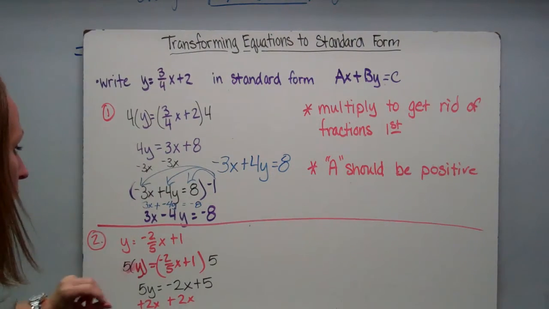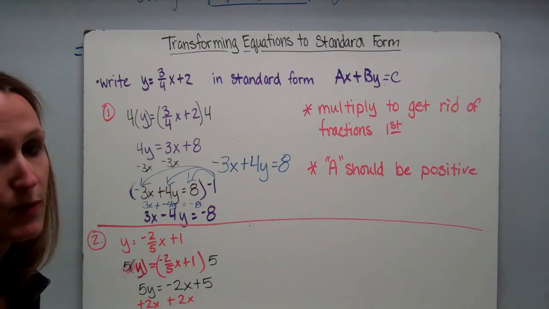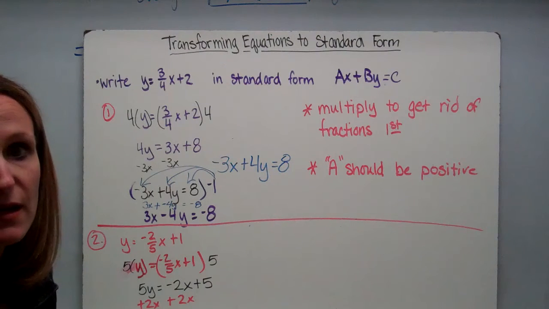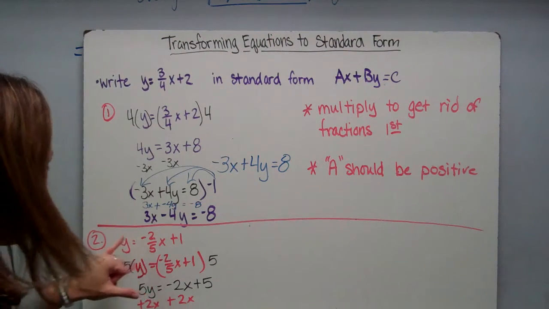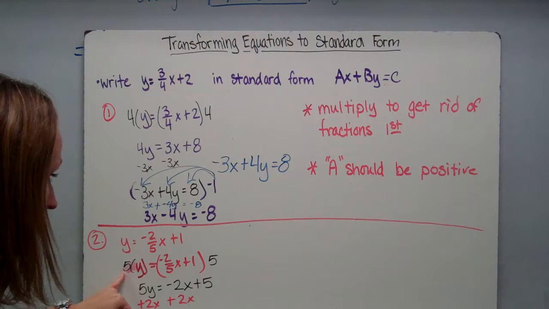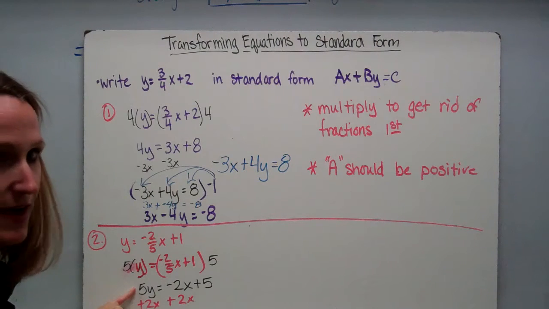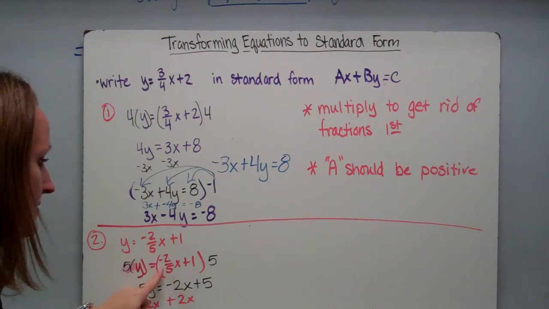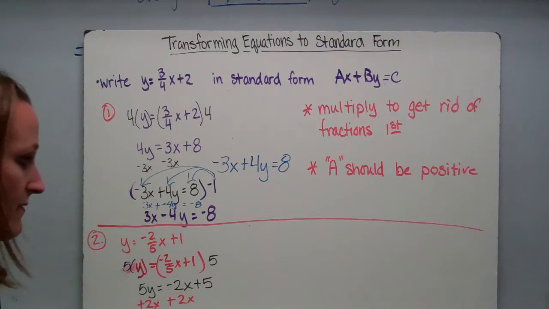Alright, so let's look at one more before we're done. If y equals negative 2/5 x plus 1. Once again, get rid of your fraction. So multiply by 5. y multiplied by 5 gives you 5y. When you multiply everything else, this 5 disappears. 1 times 5 is just 5.